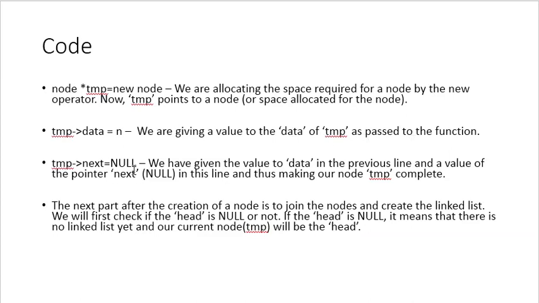We are giving a value to the data of temp as passed to the function. temp->next is equal to null. We have given the value to data in the previous line and given the pointer next a null value in this line, and thus making our node temp complete. As there is no other node connecting with this, we have assigned it a value n and a pointer null. The next part after the creation of a node is to join the nodes and create the linked list. We will first check if the head is null or not. If the head is null, it means that there is no linked list yet and our current node temp will be the head.